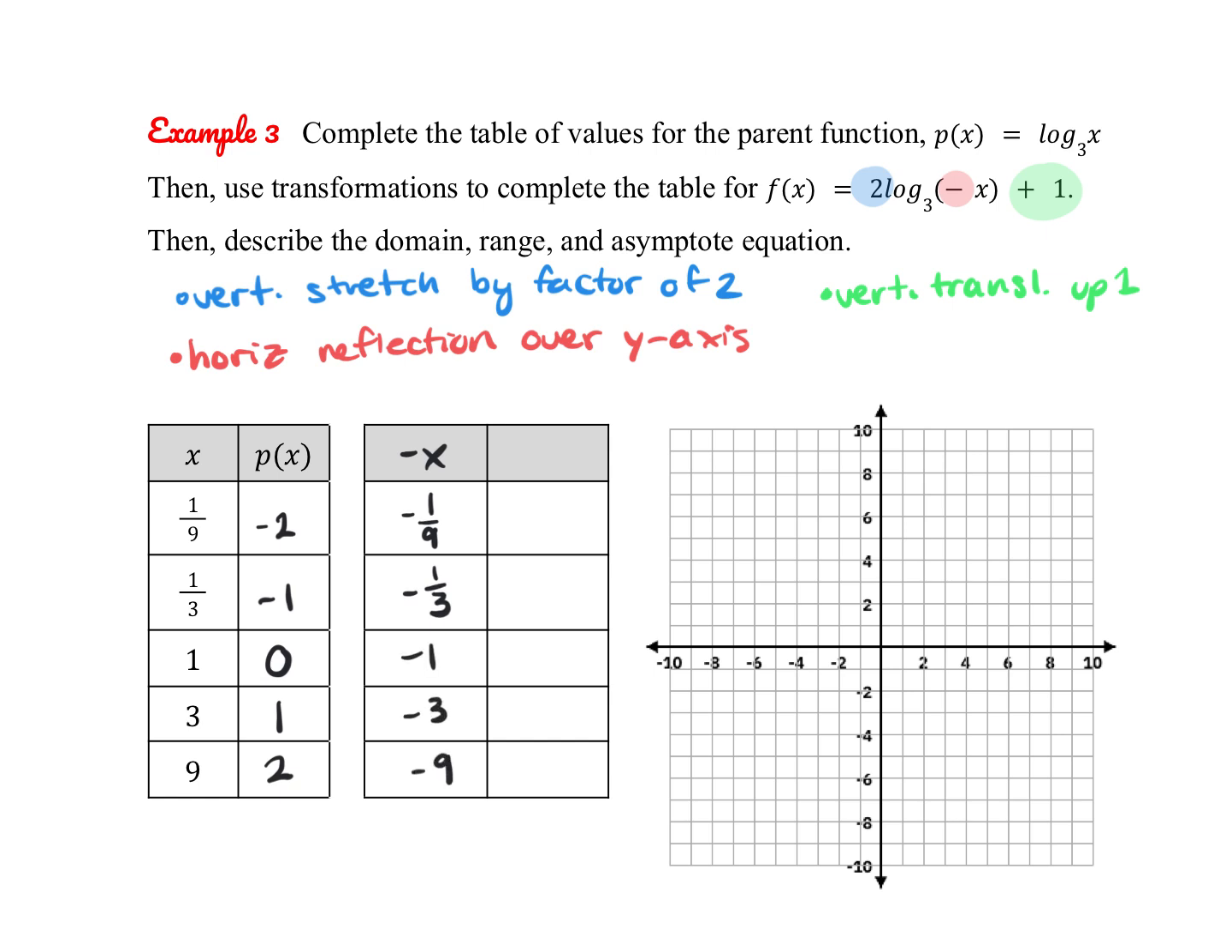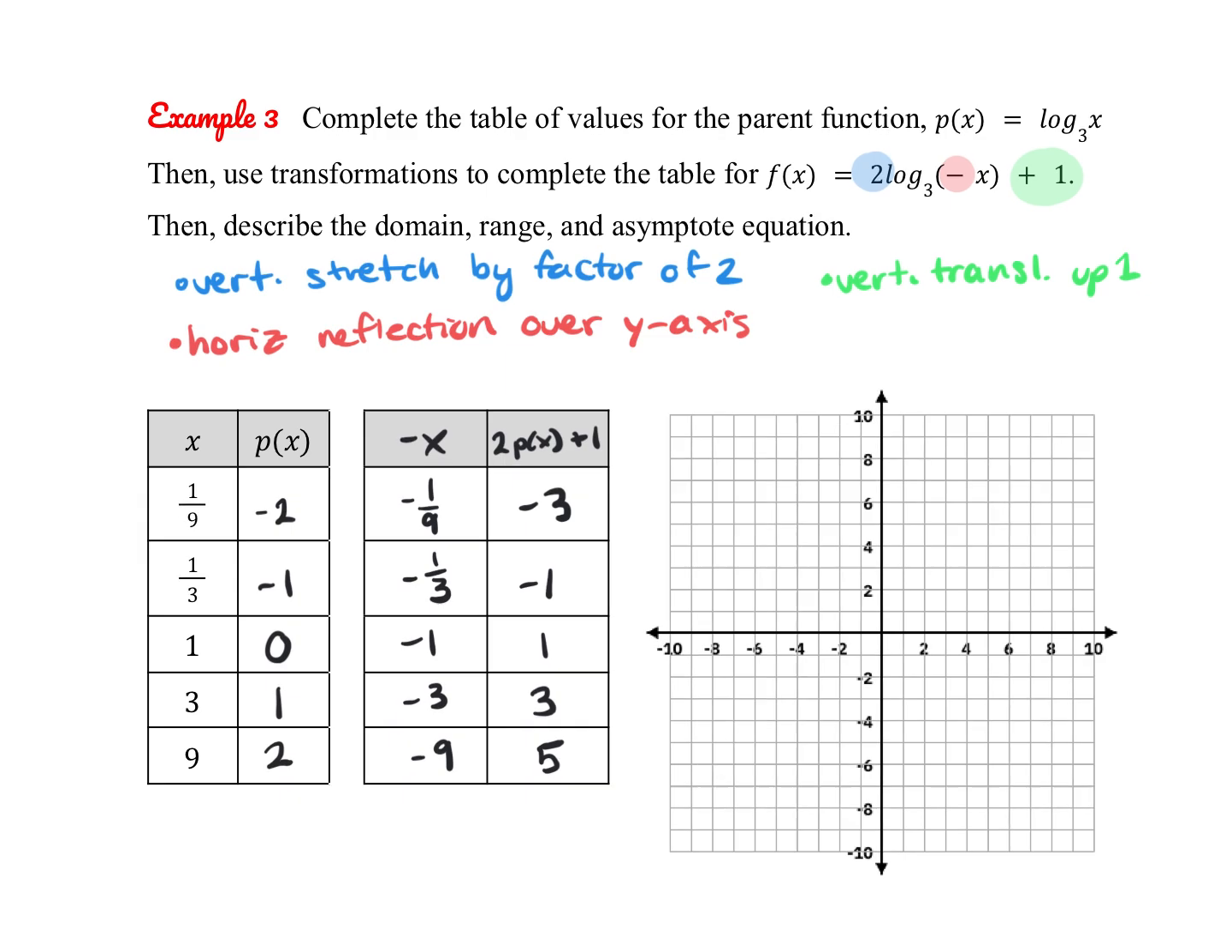And then for our vertical changes, we're going to multiply our y values by 2 and then add 1. So 2 times -2 is -4, plus 1 is -3. 2 times -1 is -2, plus 1 is -1. 2 times 0 plus 1 is 1. 2 times 1 plus 1 is 3. And 2 times 2 plus 1 is 5.